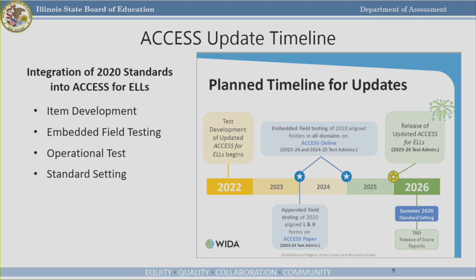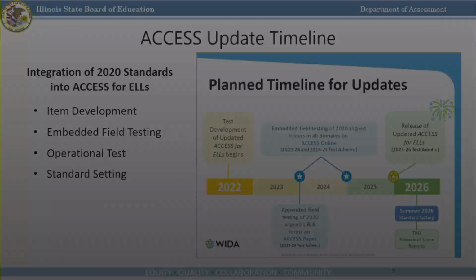So we have a chart on this slide representing the planned timeline for the online ACCESS test. They've already begun developing updated ACCESS items, and they will start field testing them in 23-24 and continue to do that in 24-25. And they will be embedded in the operational test. It won't be a separate standalone field test. So the items will be in the test all of our kids take in the winter. They will not count for the scores.